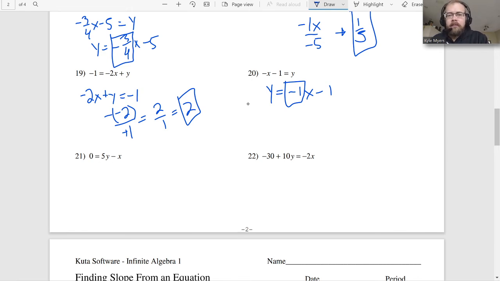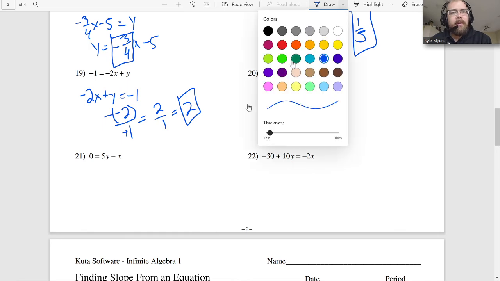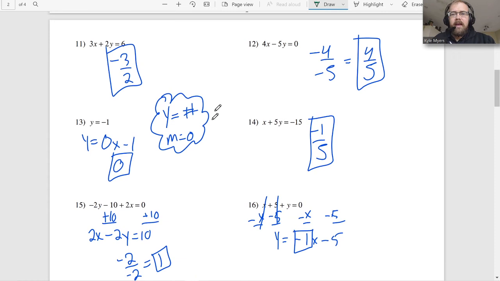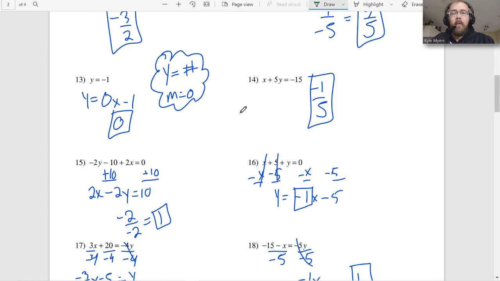This one, I'm surprised they don't have any with just x's. That'd be a good problem to do. I'm going to do that at the end here. Actually, let me do that now. And let me show you what that would look like. Because earlier, we showed, hey, if we have y equals a number, then the slope is 0. Well, what about if x equals a number? If x equals a number, then the slope does not exist, right?